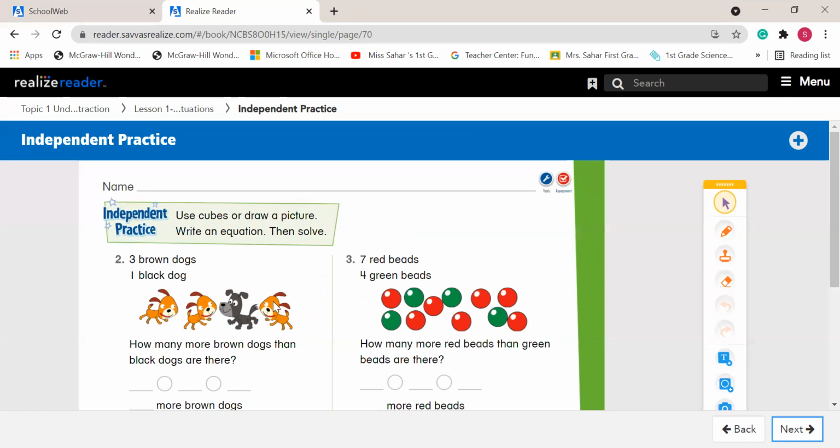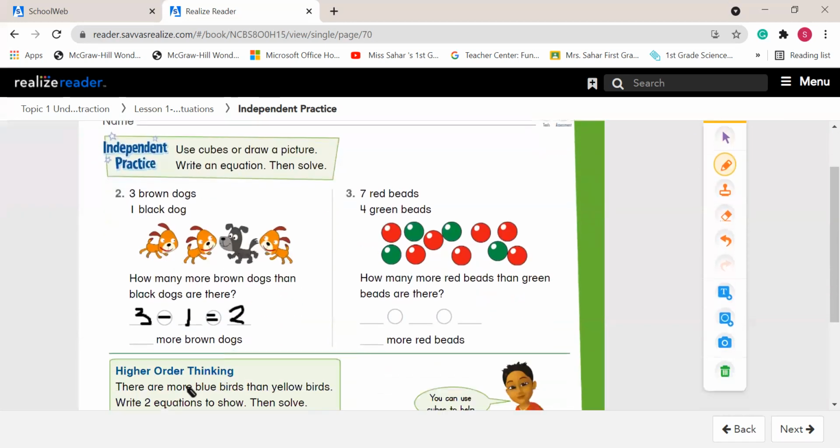So you're gonna count how many brown we have. We have 3. So I'm gonna write 3 minus how many black dog? 1 equals 2. I'm gonna write 2. So there are 2 more brown dogs. I'm gonna write number 2 again here.